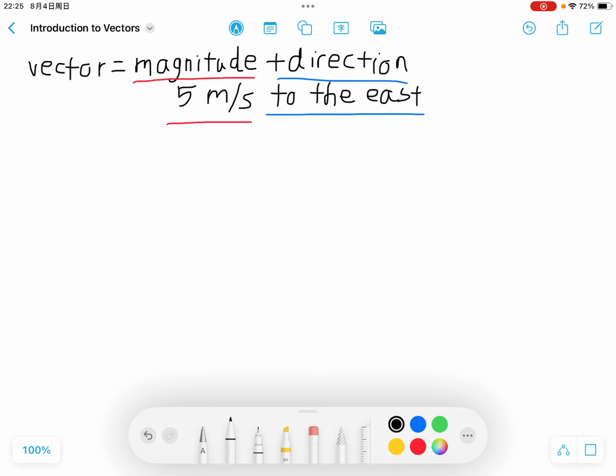Now notice meters per second is not part of the direction, it's simply a unit. So what is the 5 representing? Because if you don't have the unit, it might be 5 meters or 5 liters. The unit just represents what exactly my magnitude is referring to. So the magnitude here is 5 meters per second and the direction is to the east.